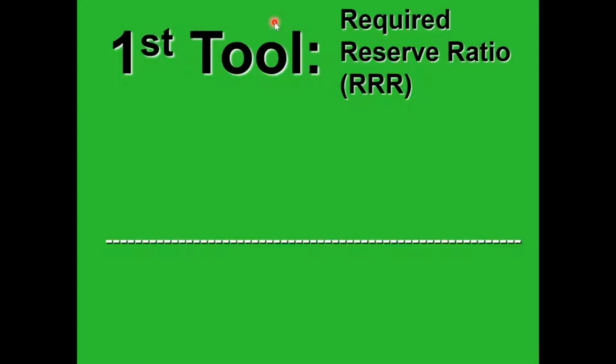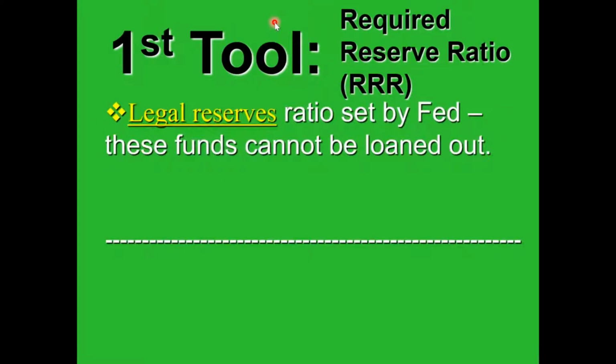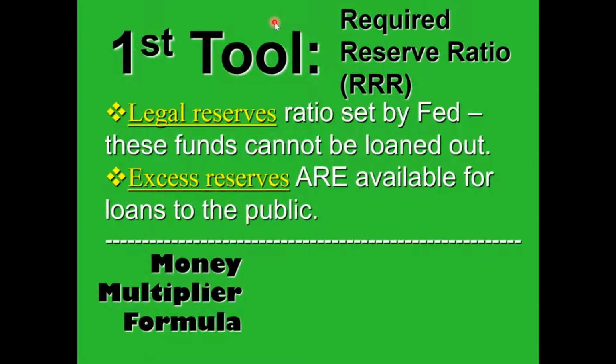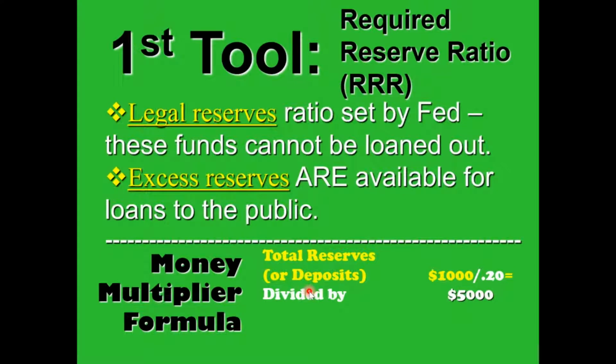If I told you, for example, about legal reserves, then you would know what we're talking about there, the amount of money that must stay in the bank. Excess reserves are what we call everything that's left over. And because of the money multiplier formula, what we get is basically an opportunity to show you what happens when someone deposits their check in the system.